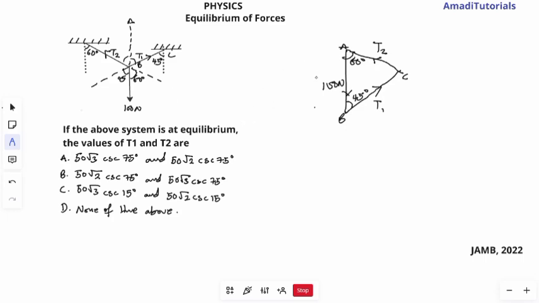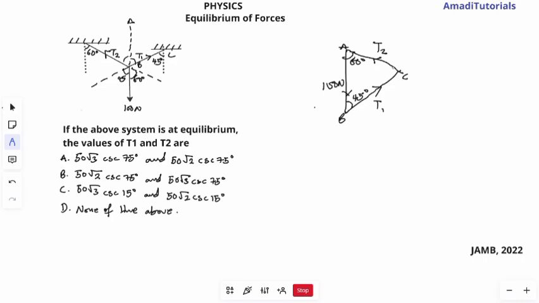So let's solve this triangle. Now, a triangle that is not a right angle triangle, we can use cosine rule or sine rule to solve it. But here we are going to use sine rule. We are using sine rule because we have two angles and one side. So sine rule states that you will do the side divided by the sine of the angle opposite it, over another side divided by the sine of the angle opposite it.